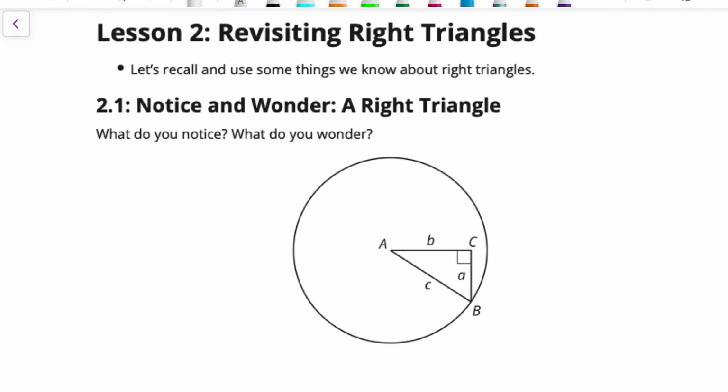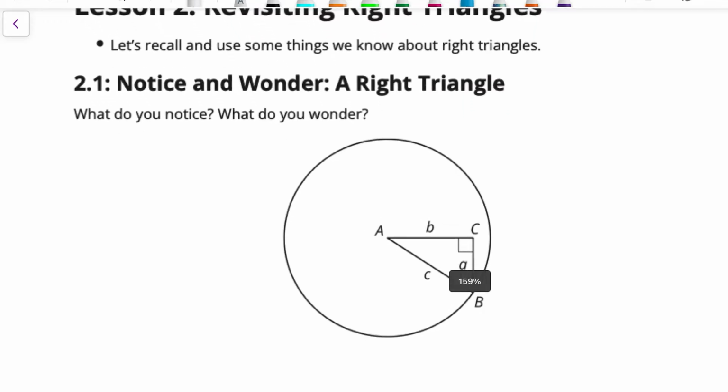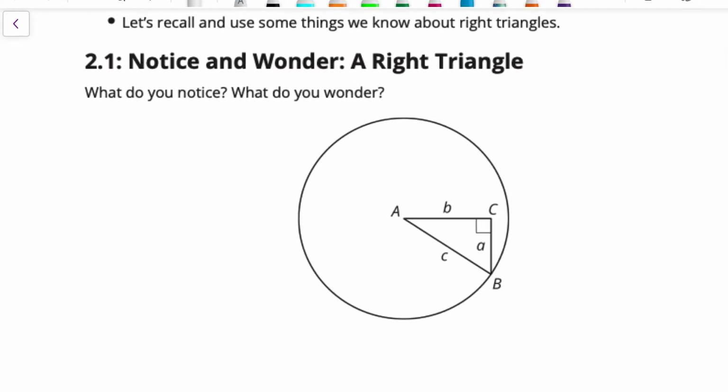All right, let's take a look at Unit 6, Lesson 2, Revisiting Right Triangles. So what do you notice and what do you wonder here? I notice that it's a right triangle. It's inside a circle. It's not inscribed in the circle because not all of the vertices of the triangle are on the circle. It has a hypotenuse whose length is C, not 6, C.